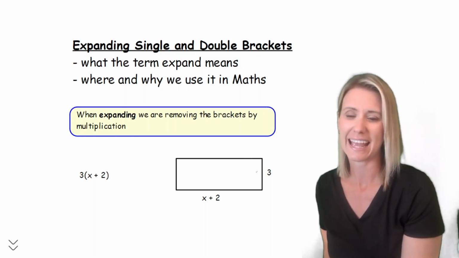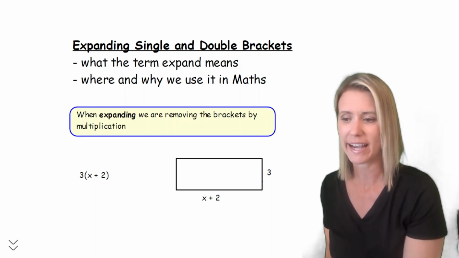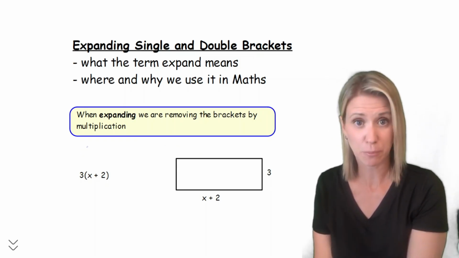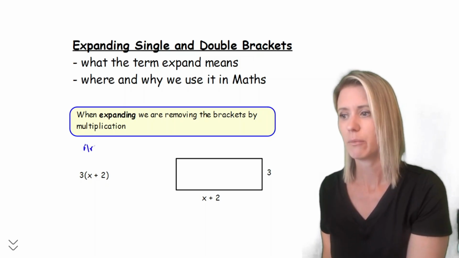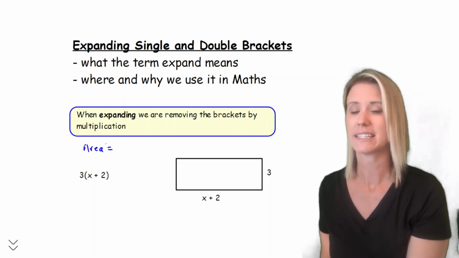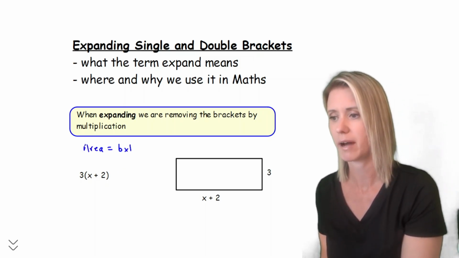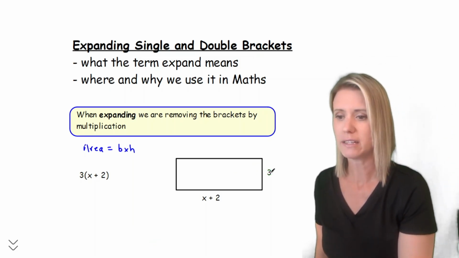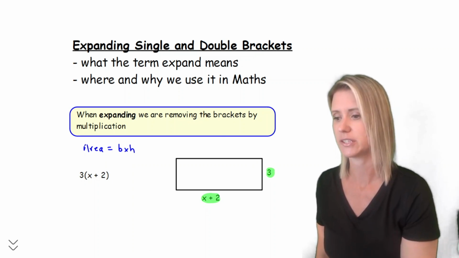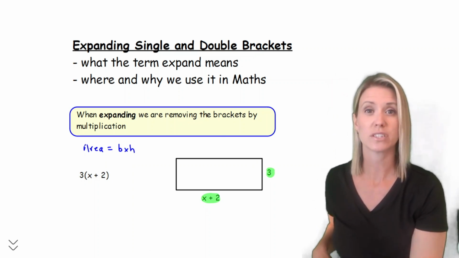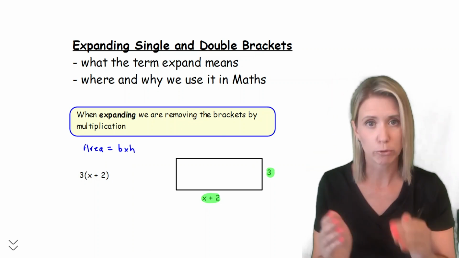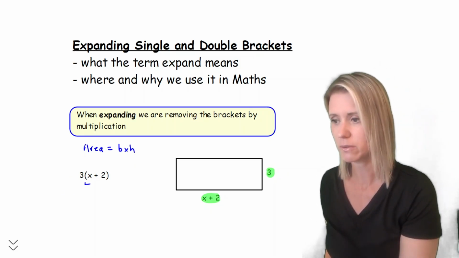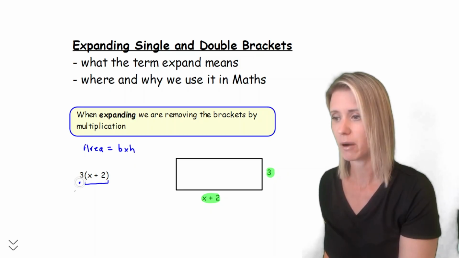If we had an area of a rectangle, and we were told it had a height of 3 and a width of x plus 2, and you were asked for an expression for the area. Now we know to do the area of a rectangle, we need to do the base multiplied by the height, the two multiplied by each other. So we need to do 3 multiplied by x plus 2. And if we were to write that down, we want the whole of x plus 2 multiplied by 3, which is where those brackets come in. The whole of x plus 2 is being multiplied by that 3.